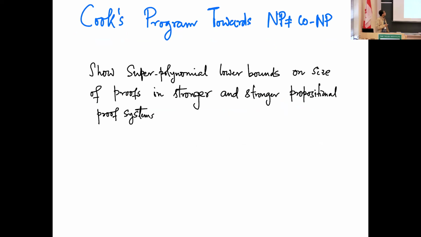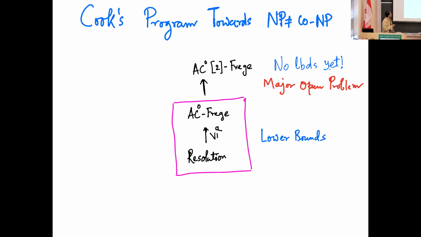Everybody knows about Cook's program for showing NP different from coNP, where we would like to consider stronger and stronger propositional proof systems and try to show super-polynomial lower bounds for them. So our work is located broadly in this context. And here's what we know.